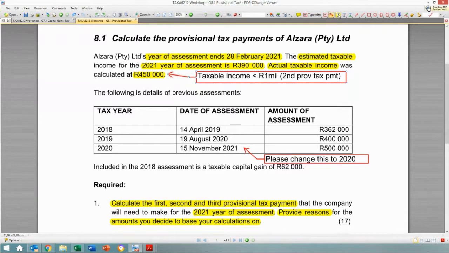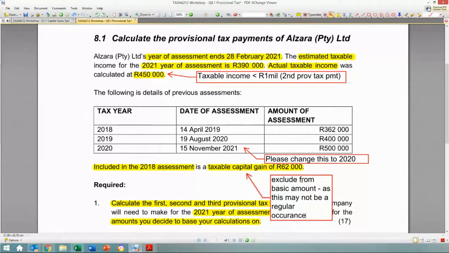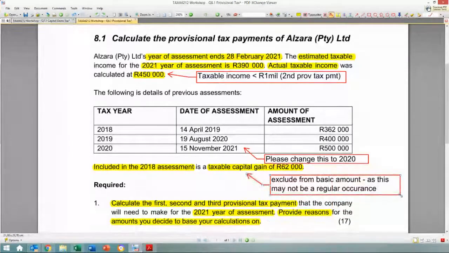And then they also tell you that included in the 2018 assessment is a taxable capital gain of 62,000, which we will exclude from the basic amount, as this may not be a regular occurrence. That's why we generally exclude it from the basic amount, because you might not have a capital sale every year. We would add those specifically.